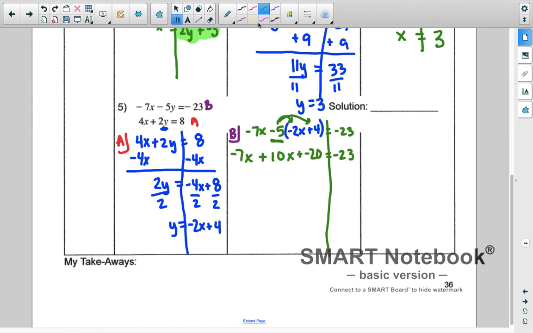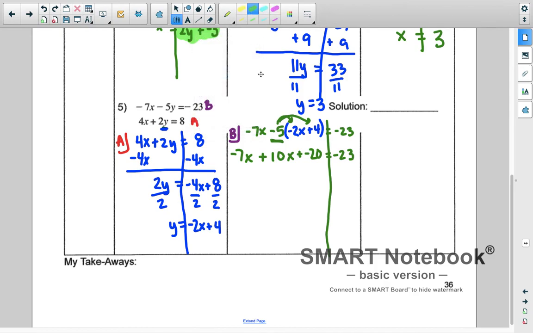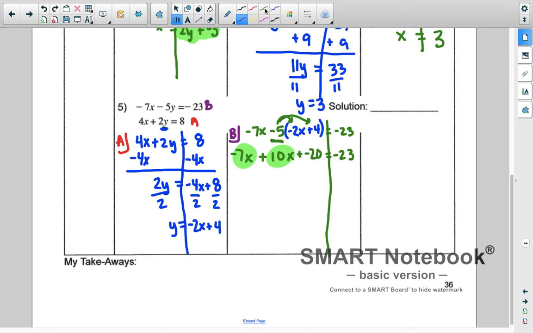Okay. And again, we have those like terms. We have this negative 7x and this 10x. So we're going to combine those together. So negative 7 plus 10, they are different signs, so we subtract. 10 minus 7 is 3. And we have more positives this time because 10 is a bigger number than 7. So 3x plus negative 20 equals negative 23.